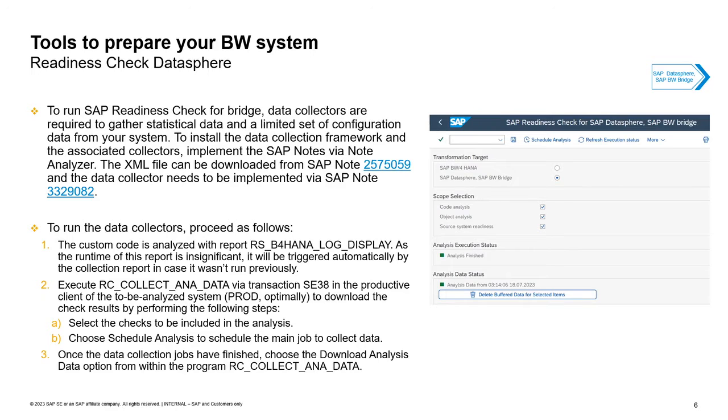When we select these radio buttons, we go to the top and click where it says schedule analysis and let that run. An important thing that I recommend is going to SM37 after these jobs have kicked off and keeping an eye on all of them running. You can also click refresh execution status to see that it is still running, and ultimately you would see that the analysis is finished. And then from here, you can download the results into a zip file, save it locally, say on your desktop, and that's what gets uploaded to the SAP Readiness Check website.